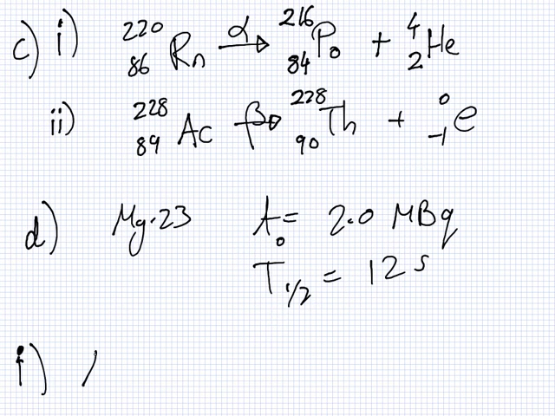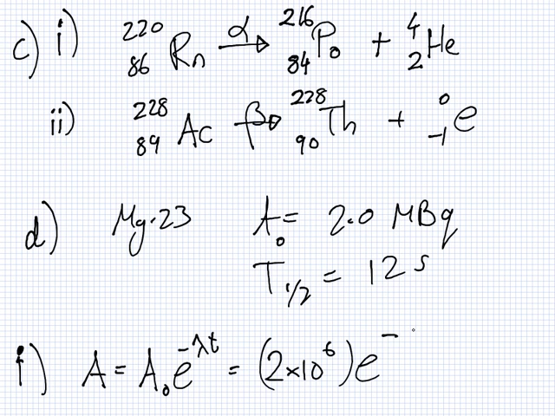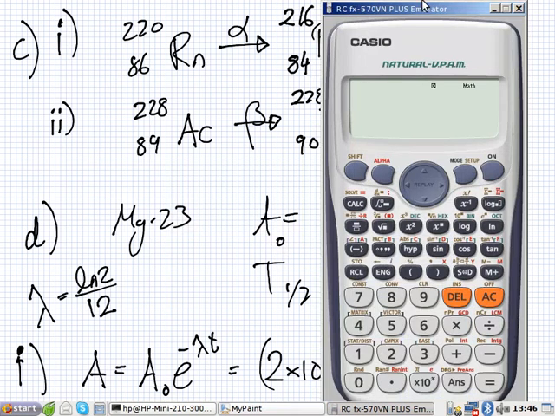Right, so for the activity after 60 seconds, we can use this formula: A equals A0 e to the minus lambda t. So that's 2 times 10 to the 6, e to the minus lambda t, and t is 60. So we have to work out the lambda. Do you remember the formula for lambda? Yes, ln 2 over the half-life, which is 12. So here it's ln 2 over 12.